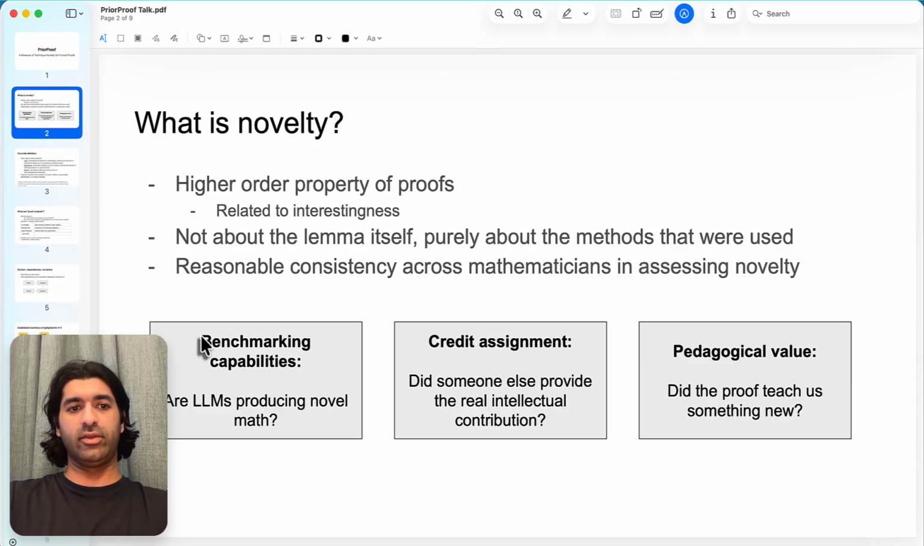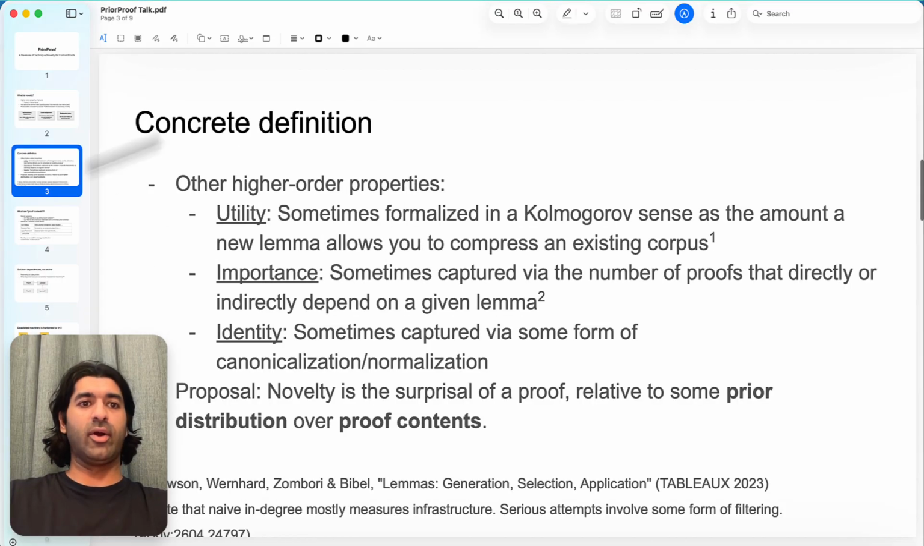I wrote some of the use cases of being able to measure novelty here. The first one is the use case that I had initially envisioned, which is basically just benchmarking: is this LLM actually doing new math? But I think the reason there's so much disagreement about novelty is because it's a form of intellectual credit assignment. It's a way of saying, did this person actually deserve the intellectual credit, or does it belong to someone else for the existence of this proof? So that's another reason why it's important to be able to say that a proof is novel or not novel. And the third is that it's sort of a proxy for pedagogical value. When you're looking at a novel proof, we hope to learn something new about mathematics. It's telling us something that we didn't know before. So those are some of the reasons why we might care about novelty.